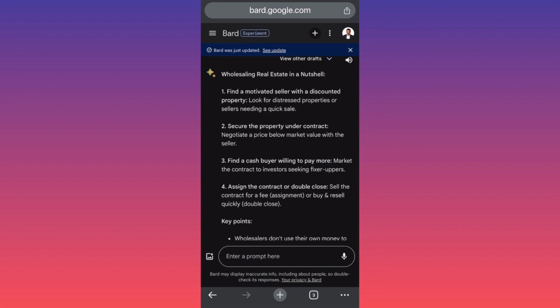The second step over here is to secure the property under contract. You need to go to the seller and you need to negotiate the price below market value with the seller. So if the price is already under market value, it might be harder for you to renegotiate even lower, but it's worth trying. The third step is to find a cash buyer willing to pay more.